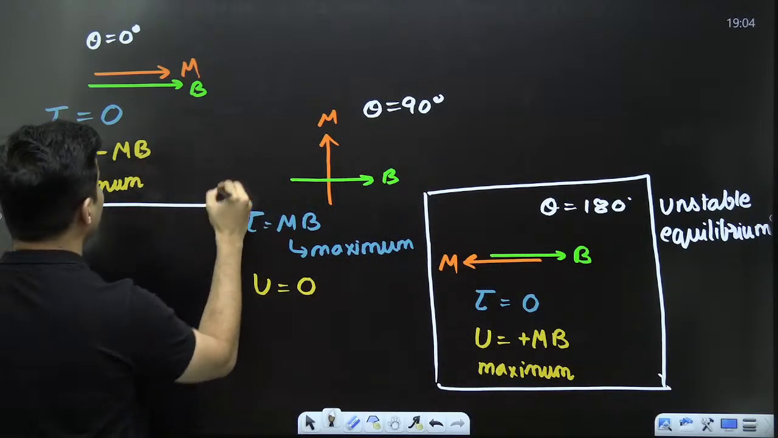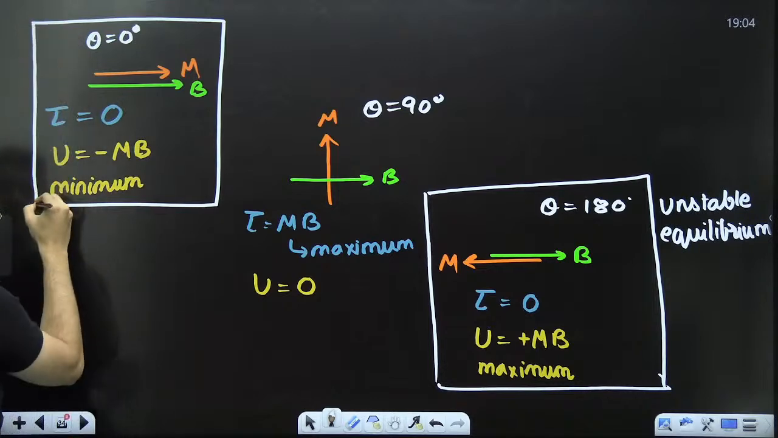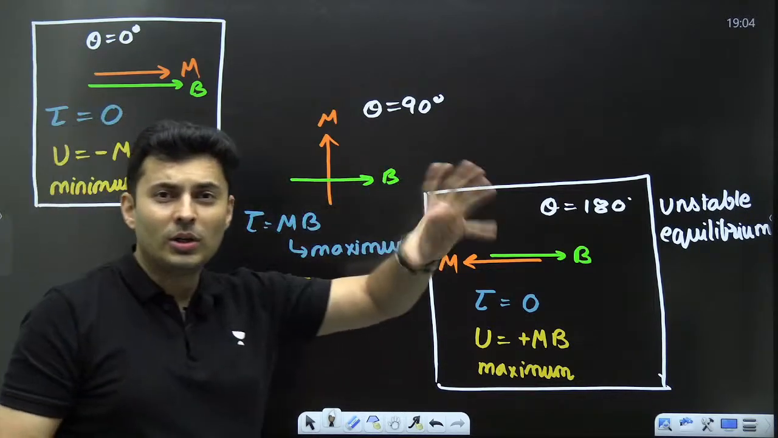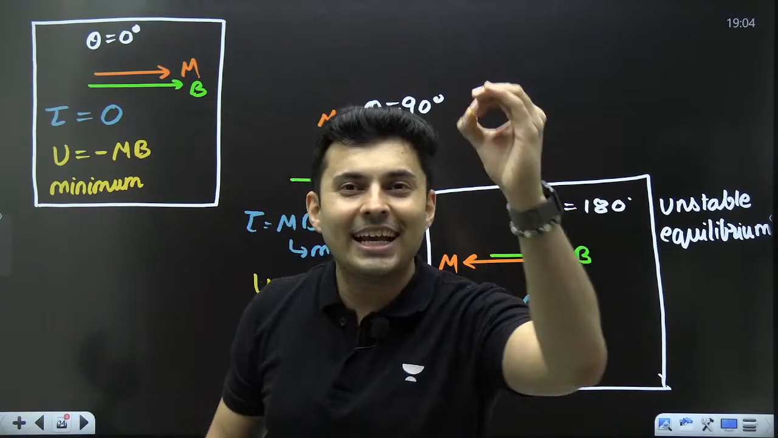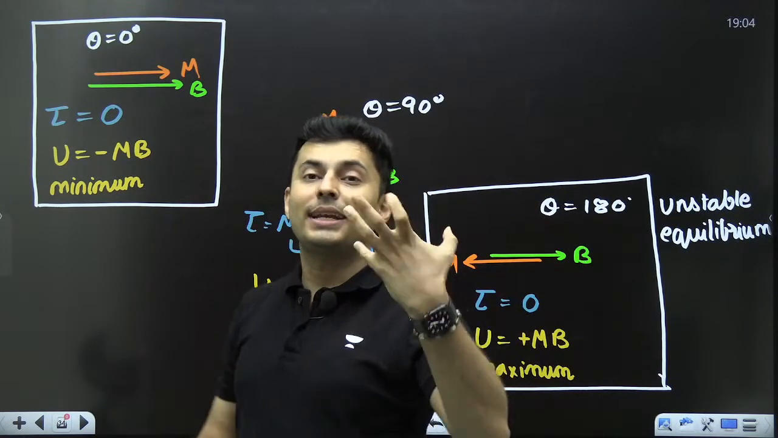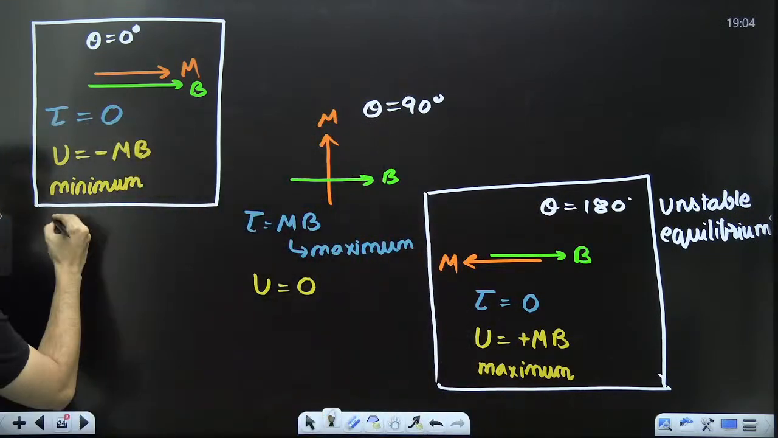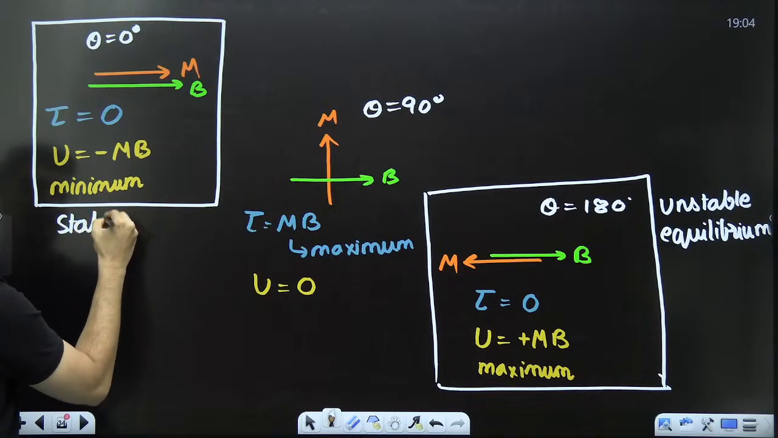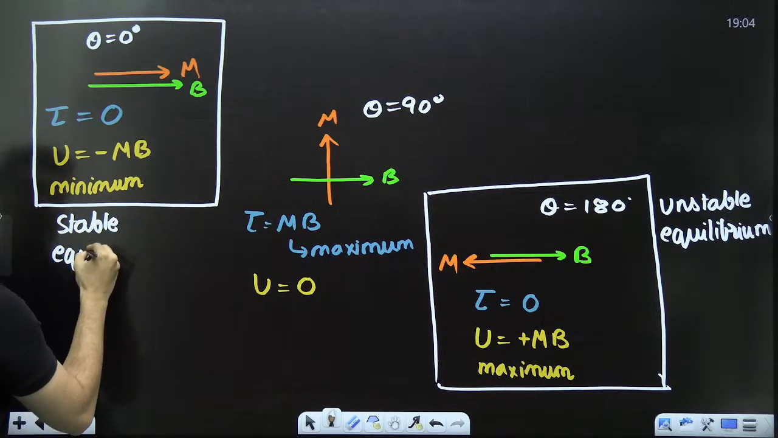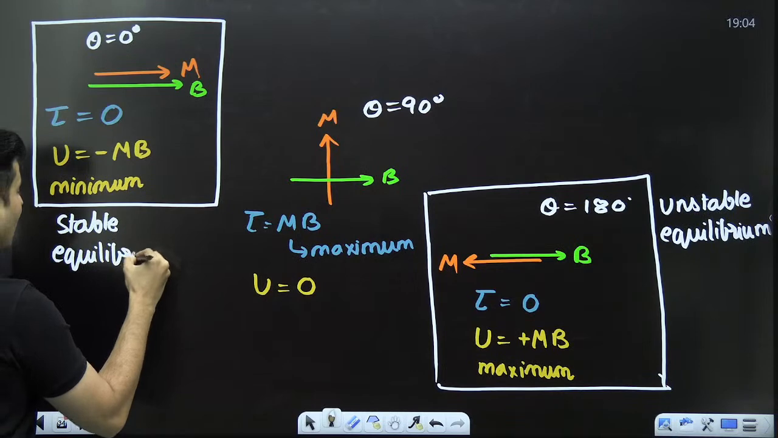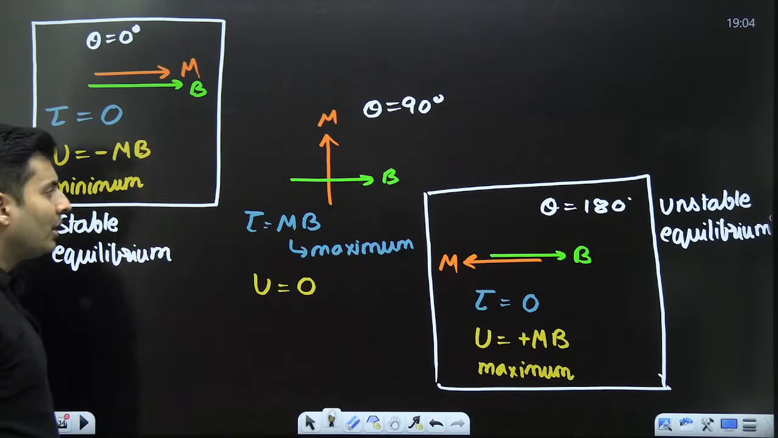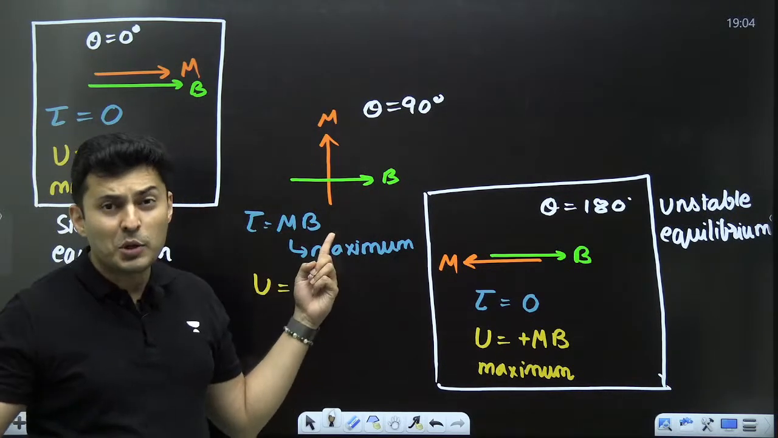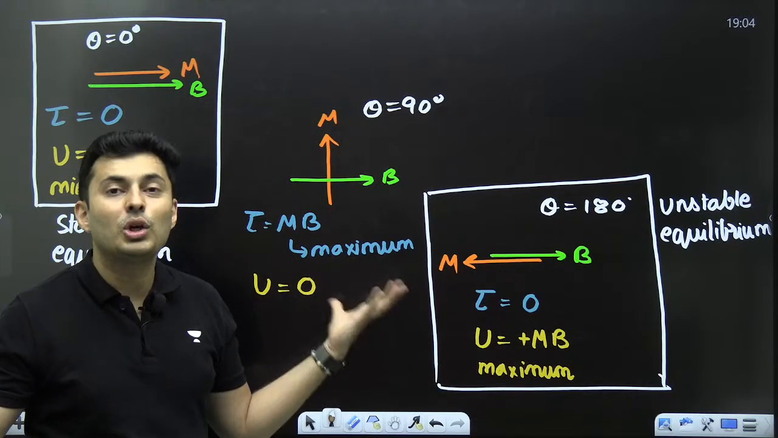If you look at this scenario, my dear students, the torque is 0. No torque means equilibrium. But energy-wise, it is least, so it is very stable. Lower energy means stable. So this is nothing but the situation of stable equilibrium. If you ask me, what is this? Is this any equilibrium? The answer is no.